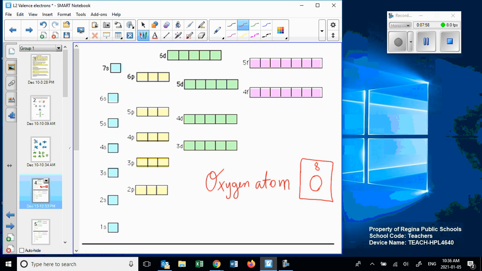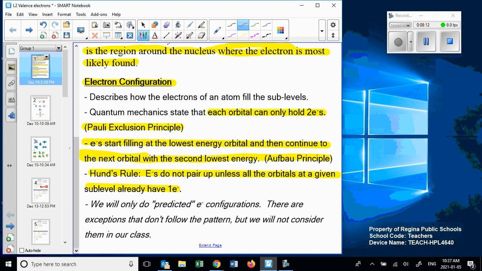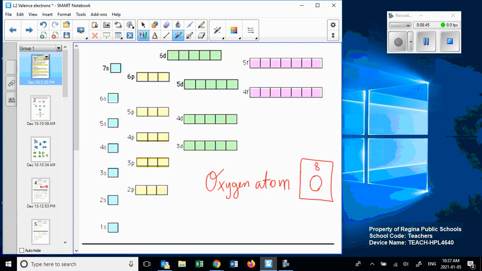And here's how we do the electron configuration, with this diagram. You start at the lowest energy level. I'll just zip back here just a second for the rules that we're going to follow. The Pauli exclusion principle says that each orbital can only have 2 electrons. That's what those boxes represent. The Aufbau principle says we start at the lowest energy orbital and then go to the next lowest energy, and so on. Hund's rule: electrons don't pair up until every orbital at a sublevel has 1 electron. So keeping those things in mind, we'll come back to this.